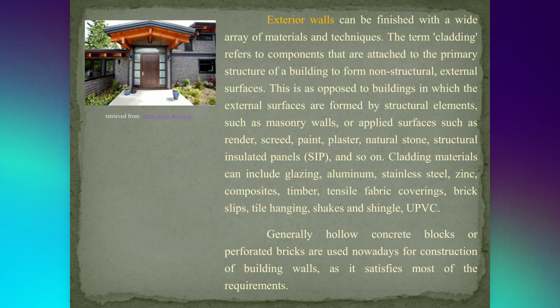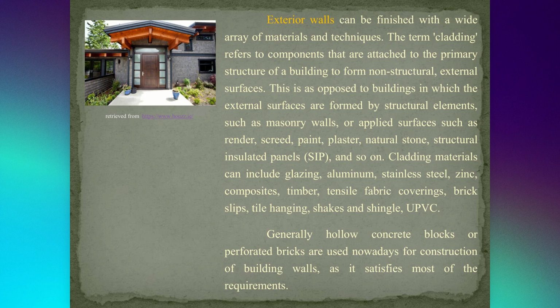Exterior walls can be finished with a wide array of materials and techniques. The term cladding refers to components that are attached to the primary structure of a building to form non-structural external surfaces. This is opposed to buildings in which the external surfaces are formed by structural elements, such as masonry walls, or applied surfaces such as render, screed, paint, plaster, natural stone, structural insulated panels, SIP, and so on.